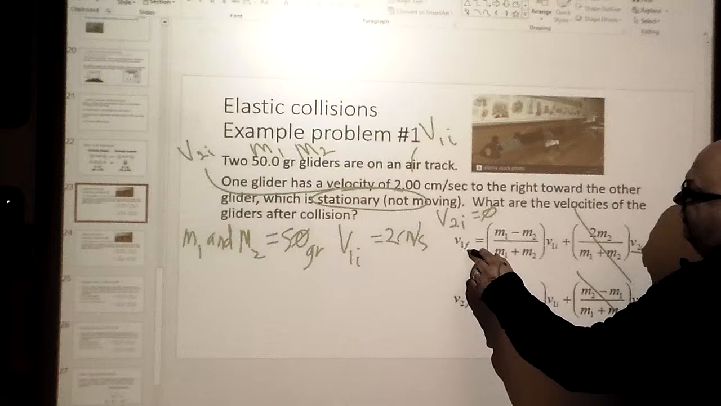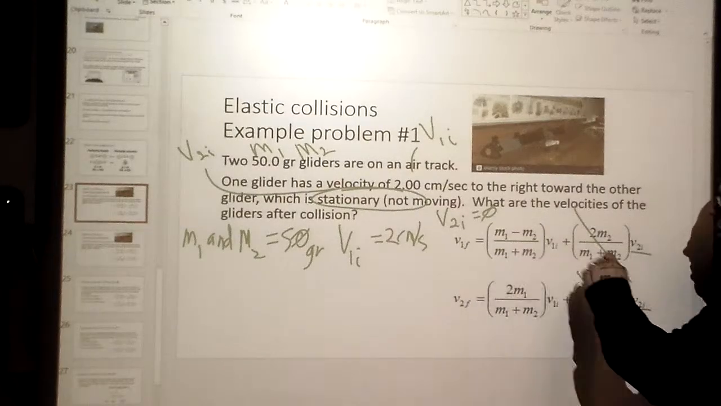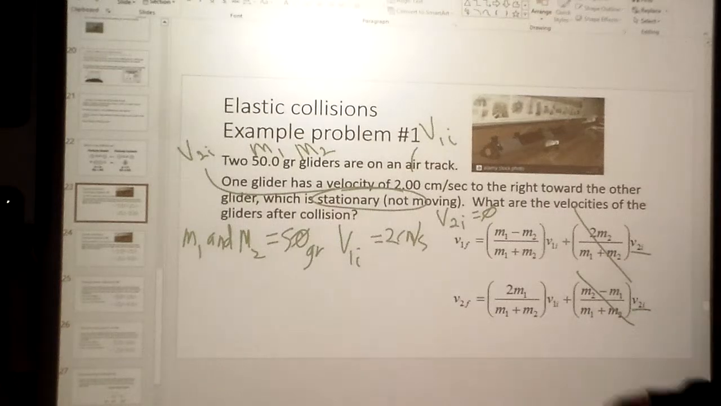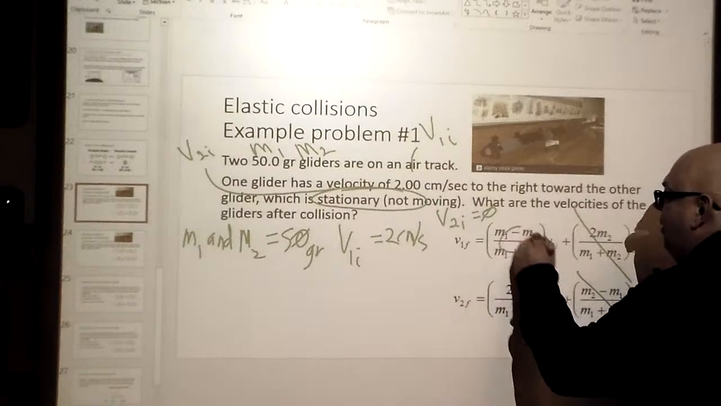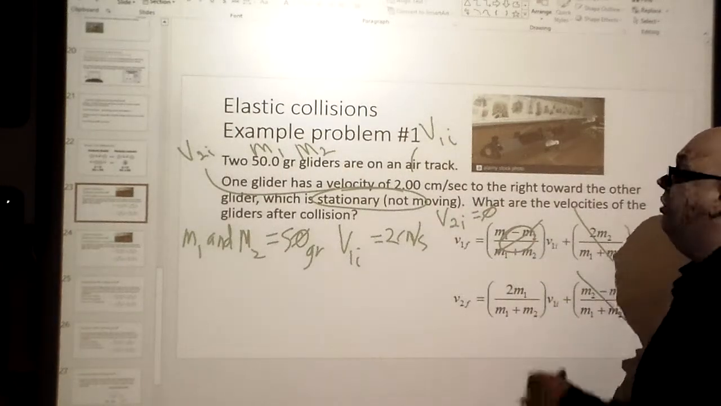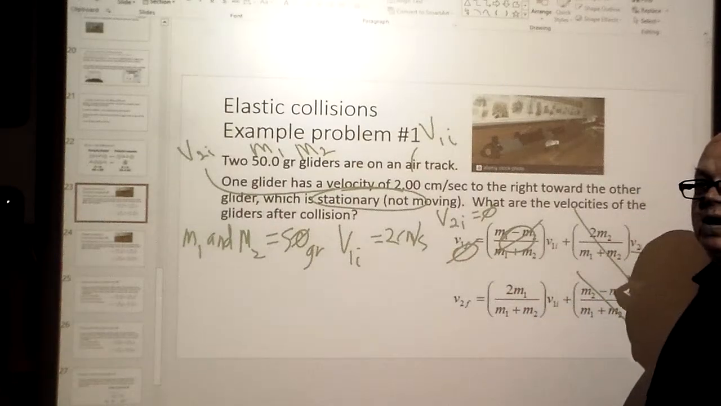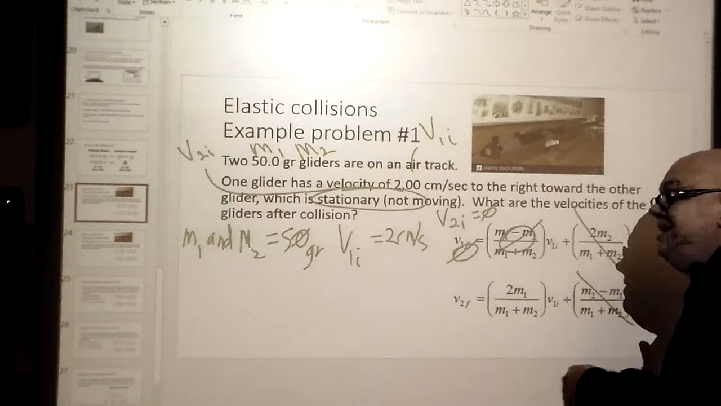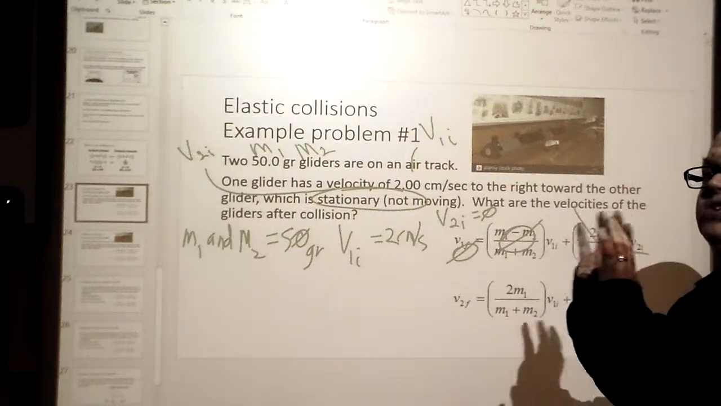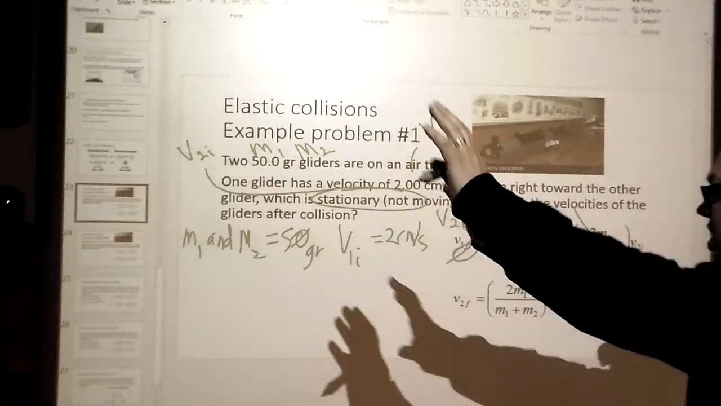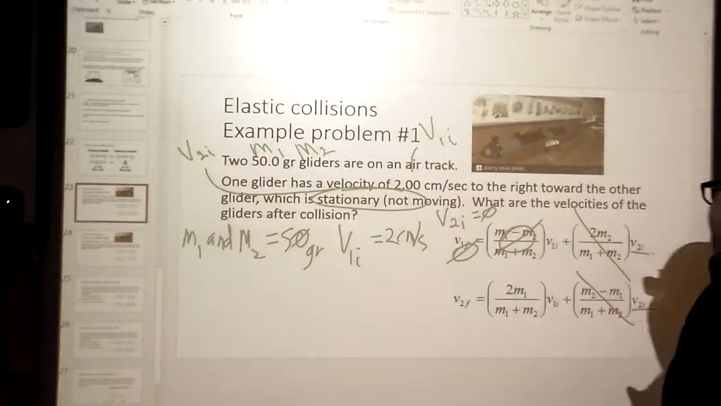Now, let's look at V1 final. It says mass 1 minus mass 2 divided by mass 1 plus mass 2. Well, wait a minute. They're both the same mass. Mass 1 minus mass 2, guess what? That's 0. So what does that tell us about the final velocity of our first glider? It's going to be 0 meters per second. It comes to a stop, which means its energy has been given over. Its momentum, its resistance to change, has been given over. Take it, glider number 2. Take it and run. Run, glider, run.